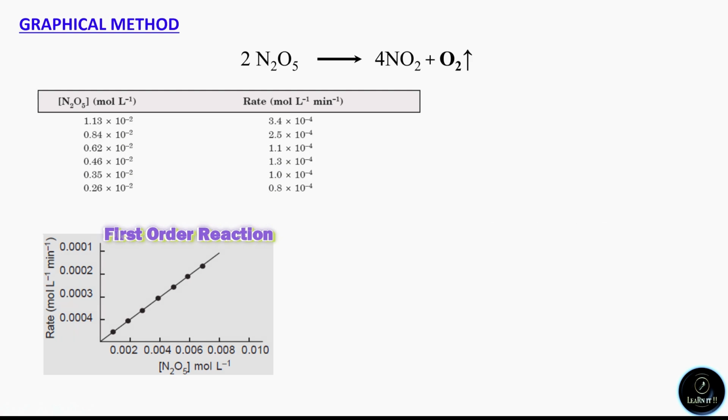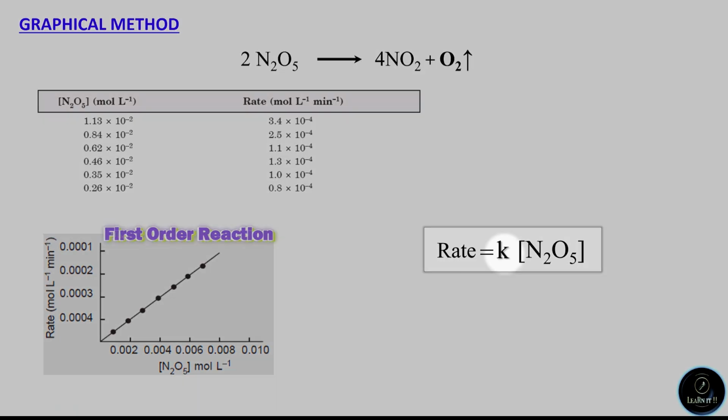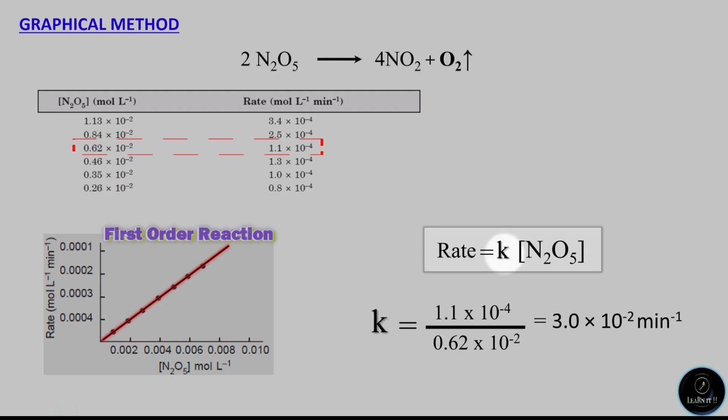Then the rate law can be deduced as rate is equal to K into concentration of nitrogen pentoxide. The value of K, that is the rate constant, is calculated by two methods. The first one is by measuring the slope of this straight line, we can get the value of K. The second one is we can take one example. In that we have a reading for concentration of nitrogen pentoxide and the corresponding rate. If we divide the rate by the concentration of the nitrogen pentoxide, we get the value of K.